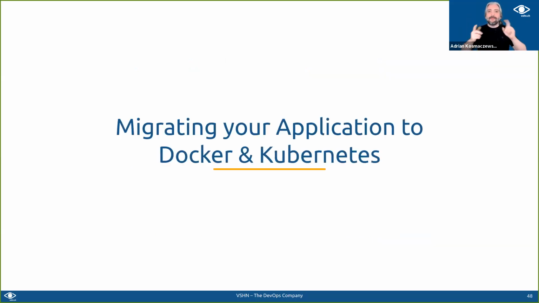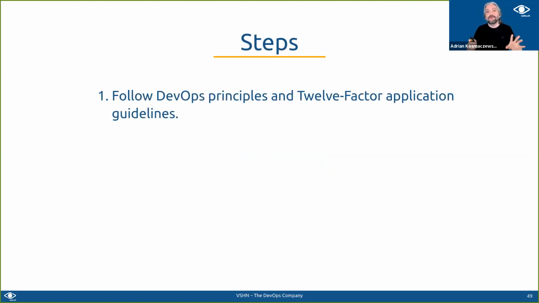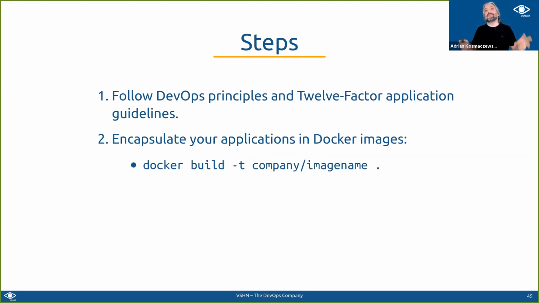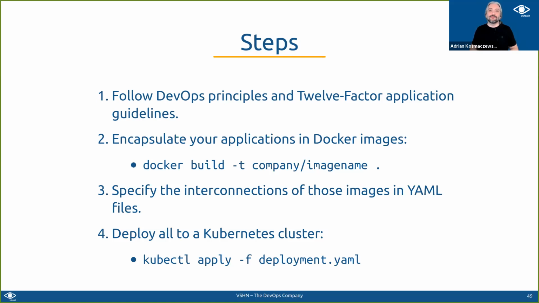Now, what about migrating your apps to Kubernetes? There are several steps to follow. First of all, it is very important to follow the DevOps and 12-factor application guidelines. This is why we've talked about them at the very beginning. It's very, very important. The second step is to encapsulate your applications into a Docker image. And for that, you need to create the Dockerfile, of course, that will give the template information for you to create this image. Then you are going to specify all the interconnections of those different images that make up your application using YAML files in the format required by Kubernetes.